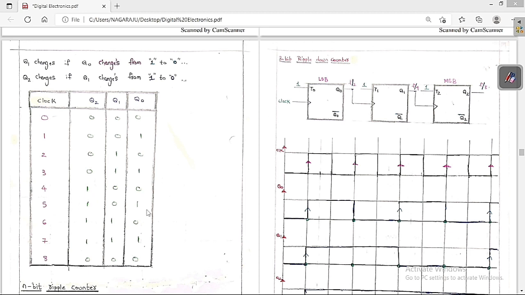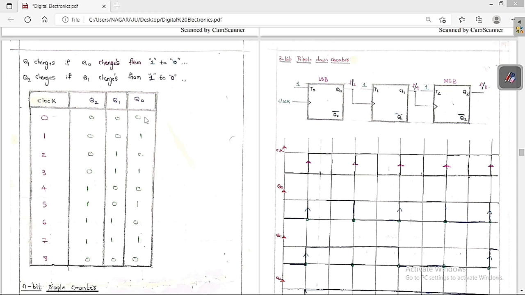For the fifth triggering, Q0 changes from 0 to 1, so the others stay the same. For the sixth triggering, Q0 changes from 1 to 0, so Q1 changes. Again 0 to 1 for the seventh triggering, and the same values stay. For the eighth one, it changes from 1 to 0, yes, it will change, and again from 1 to 0, yes, it will change. So this is the tabular format that we are going to get.